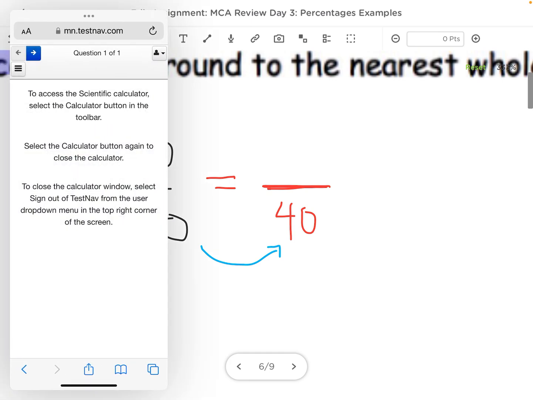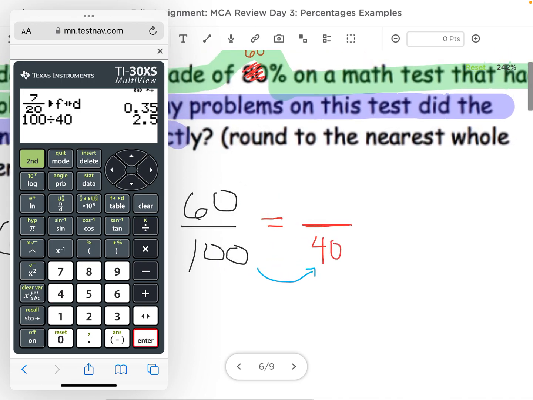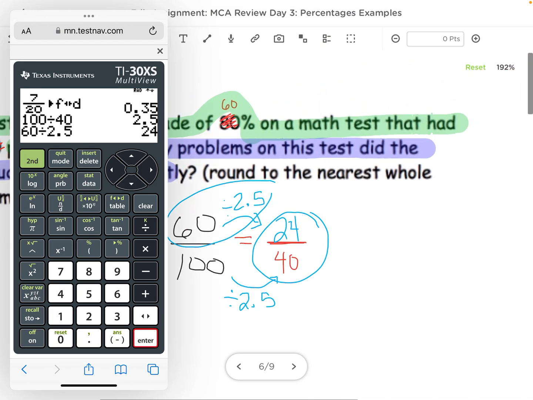So in my calculator, I would do 100 divided by 40, and I would get that decimal, 2.5. So then I would write that on the top. Divide by 2.5, divide by 2.5. And then, looking at the top, 60 divided by 2.5 gets us to 24. The student answered 24 questions correctly. Sounds like a lot, but there were 40 questions, so it's really not that much. A little over half. All right, so that's one way to solve it.